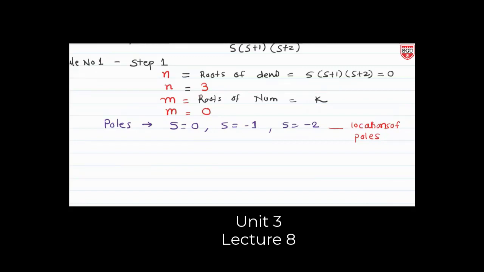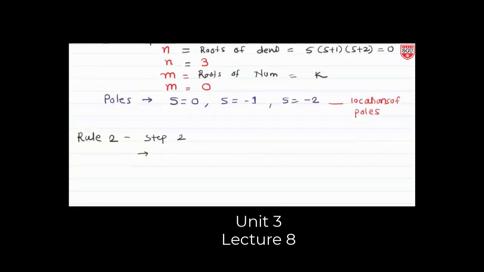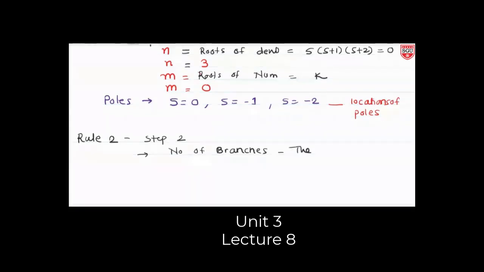From this, how many branches will be there? That is rule 2. Step 2: we have to find out the number of branches and their starting and end points. So how many branches will be there as per your knowledge?